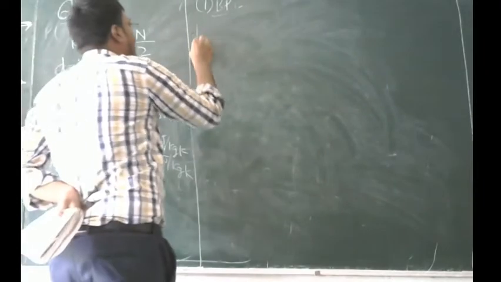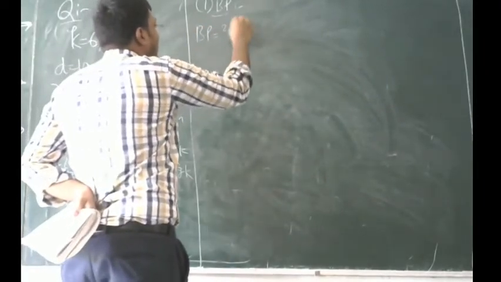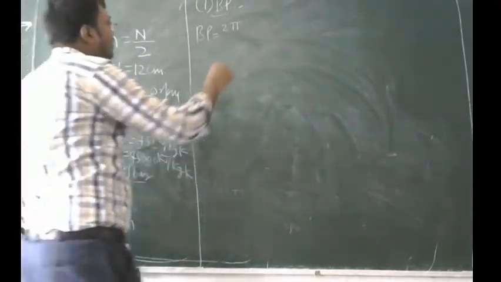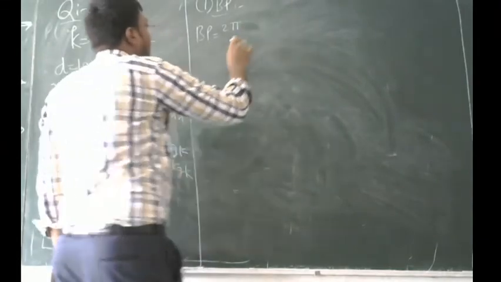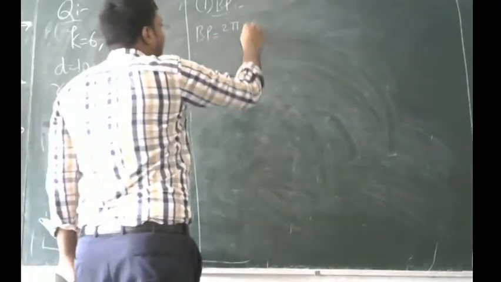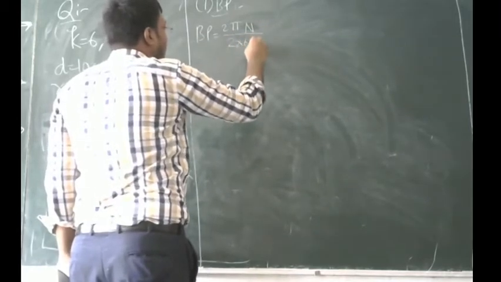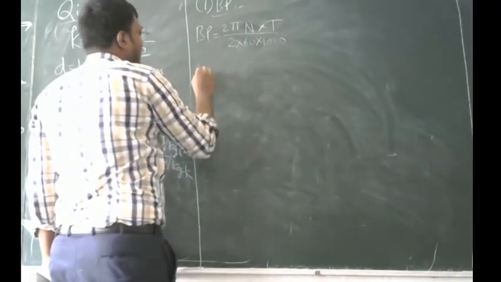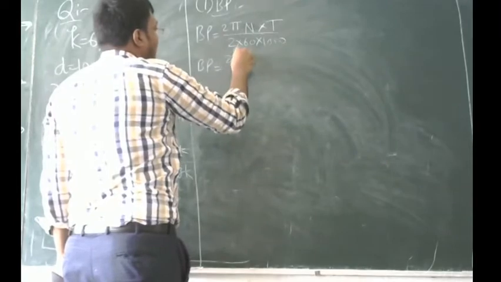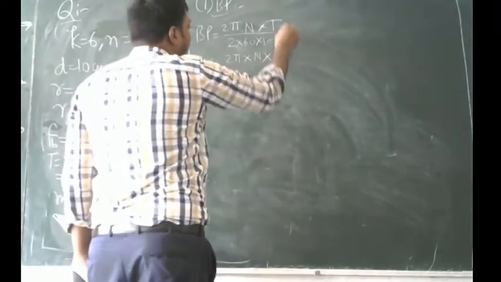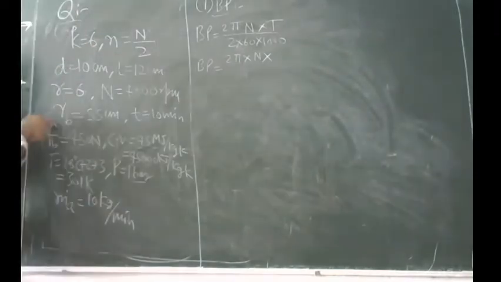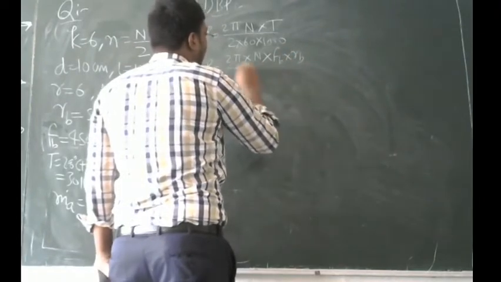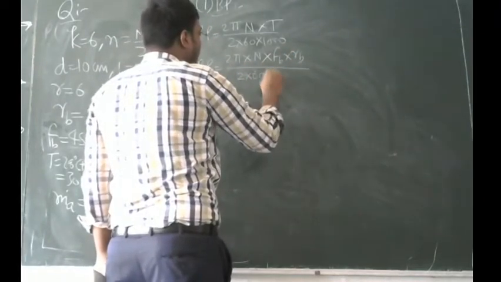For a dynamometer, brake power is equal to 2 pi n T. Here small n is equal to N by 2, so we write 2 pi N by 2 into 60 into 1000 into T. The value of T is F into R, so Fb into Rb. So Bp is equal to 2 pi N Fb Rb divided by 2 into 60 into 1000.